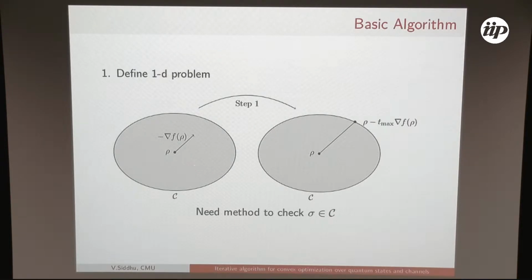But in order to do this, you need to have some oracle that will tell you when you are in the set and when you aren't. So if you can check whether you're in a set, then this kind of ideology is useful. And you can always check whether you're in a set of density operators or quantum channels. It's not difficult to check that. So if I hand you a state, you can do all the checks, right?